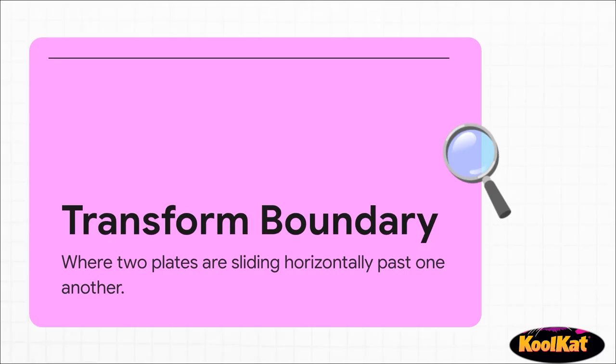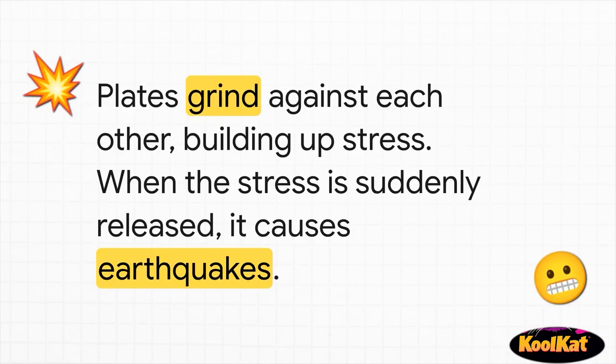And that brings us to our third and final type, the transform boundary. The key word here is slide. At these boundaries, the plates aren't colliding, and they're not separating. Instead, they're just grinding past each other horizontally. Just imagine rubbing two pieces of sandpaper together. That's the idea. Now, this sliding is anything but smooth.